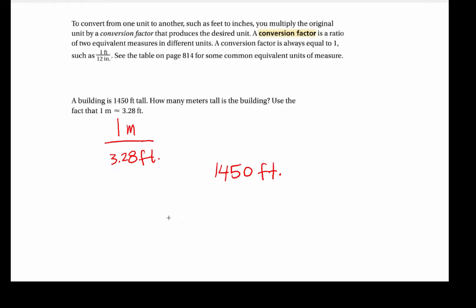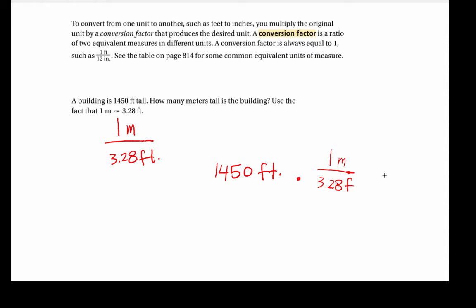So how should we set this problem up? It's going to involve one of two things. We're either going to divide 1,450 feet by 3.28, or we're going to multiply 1,450 feet by 3.28. The question is, which one? Well, I wrote 1,450 feet here. We're going to multiply this by the conversion factor. And the conversion factor is 1 meter over 3.28 feet.